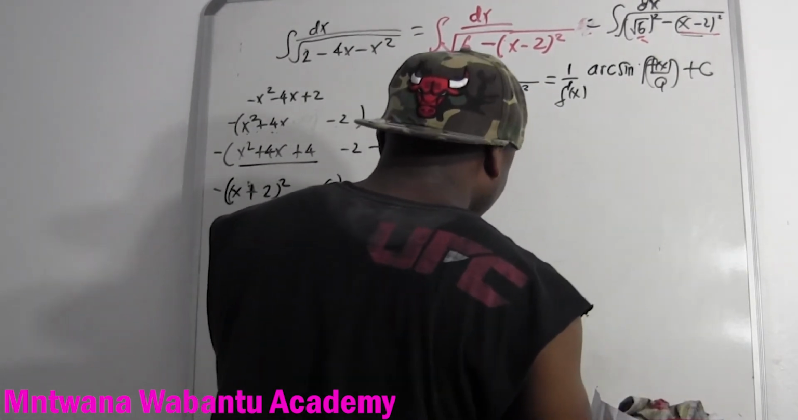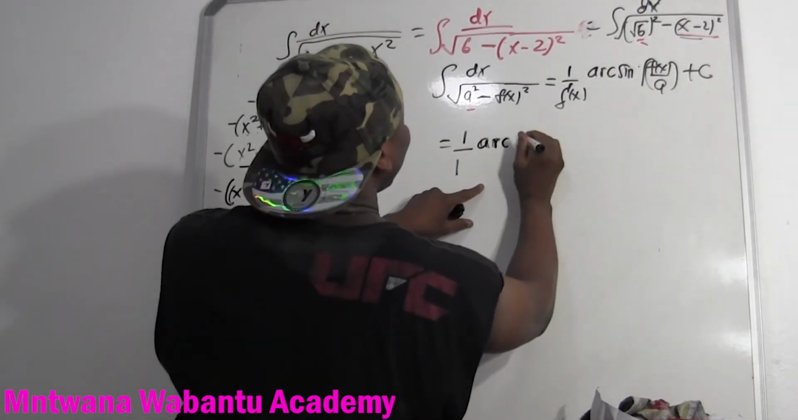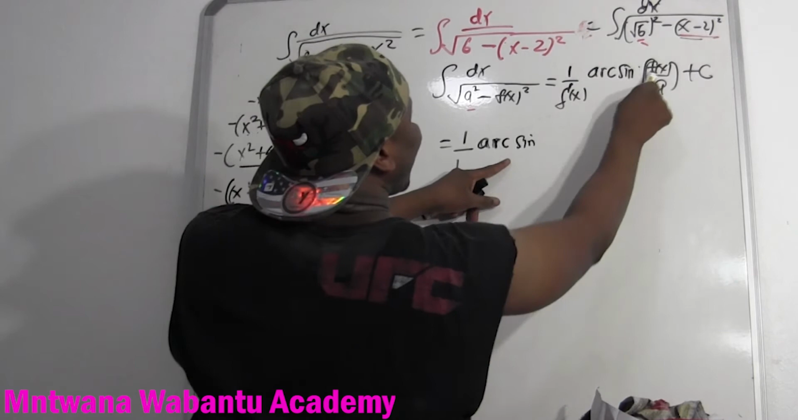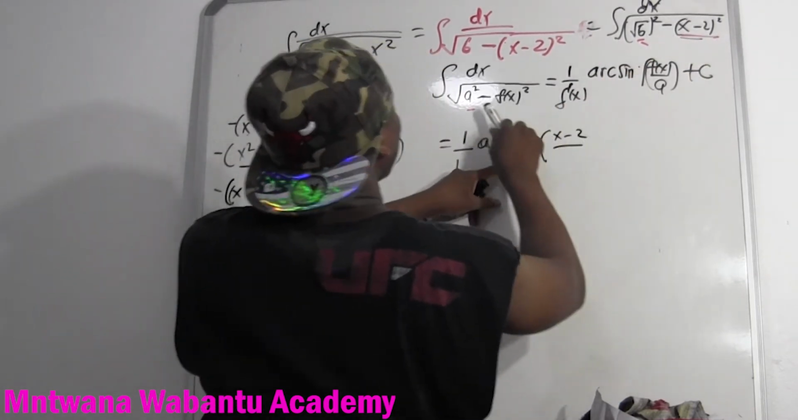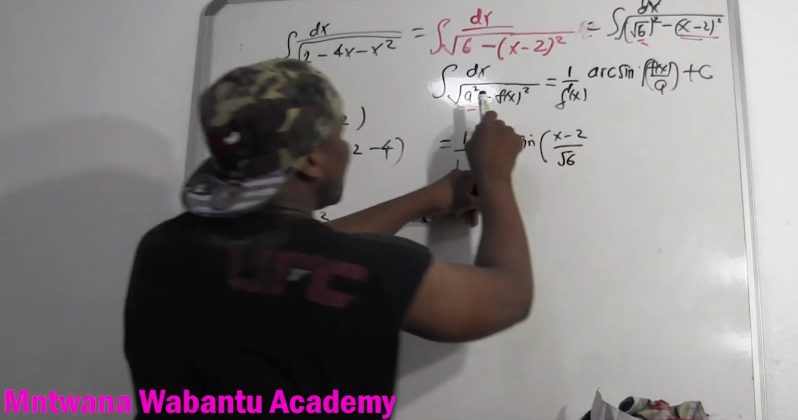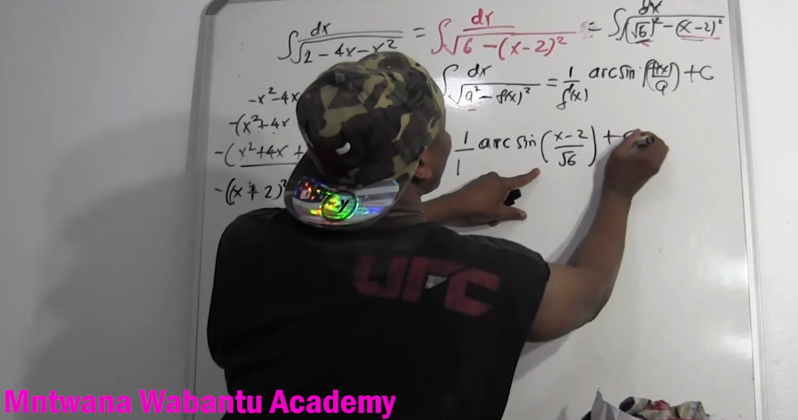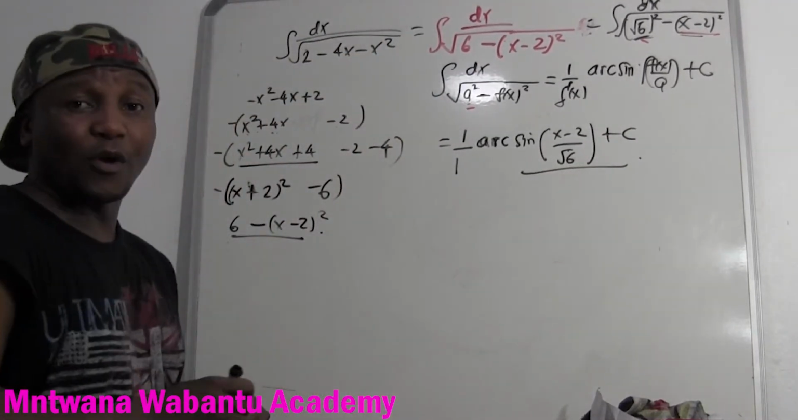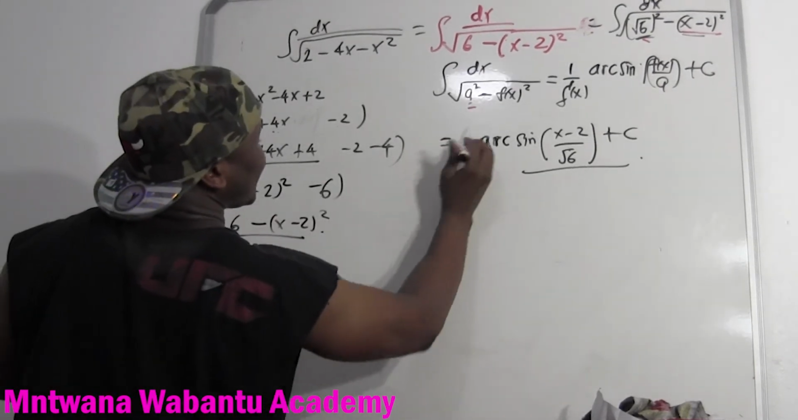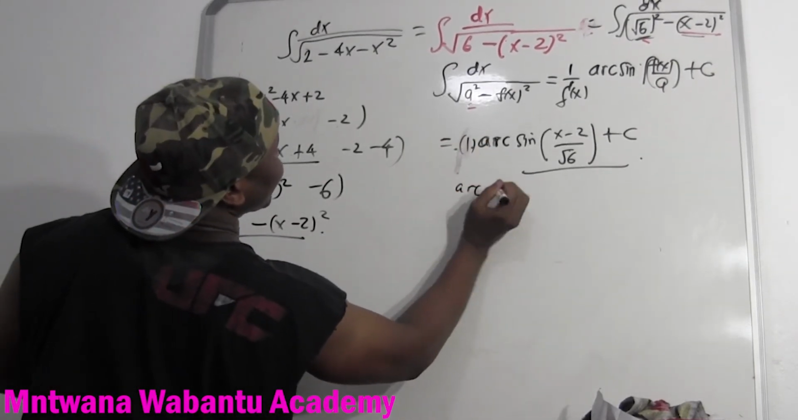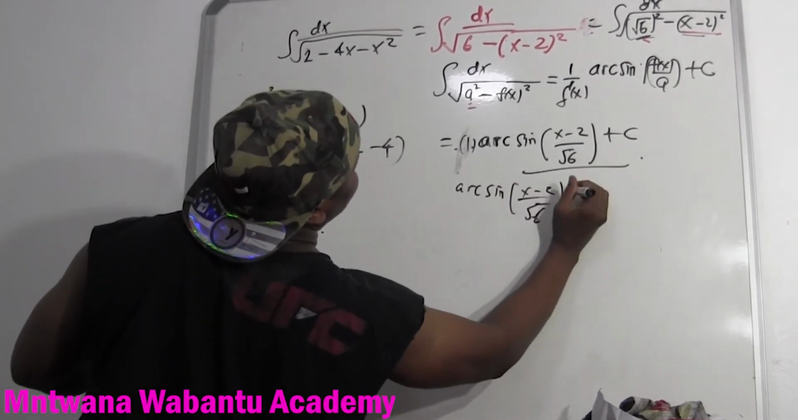Okay, cool, let's go. Arc what? Arc sine, f of x. What is f of x? f of x is x minus 2, x minus 2 over a. What is a? a is the square root of 6. This is the square root of 6, and then we bracket the plus constant. Why plus constant? Because we don't have a limit. 1 over 1 equals 1, so I don't have to write this. So it's just arc sine of x minus 2 over the square root of 6, plus constant.